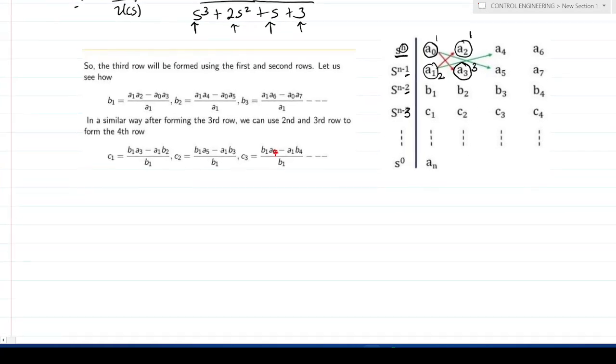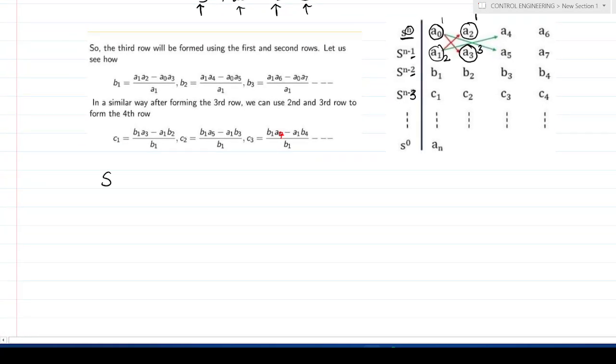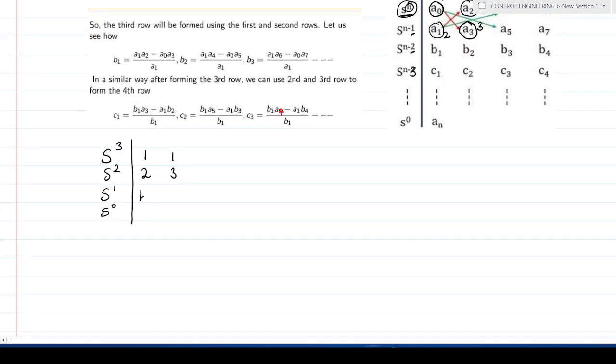So we're going to write this out neatly. We start with s raised to the power 3, followed by s raised to the power 2, followed by s raised to the power 1, followed by s raised to the power 0. a naught is 1. Let's draw a line. 2, 1, and 3. So now it's left for us to find b1, c1, b2, c2.